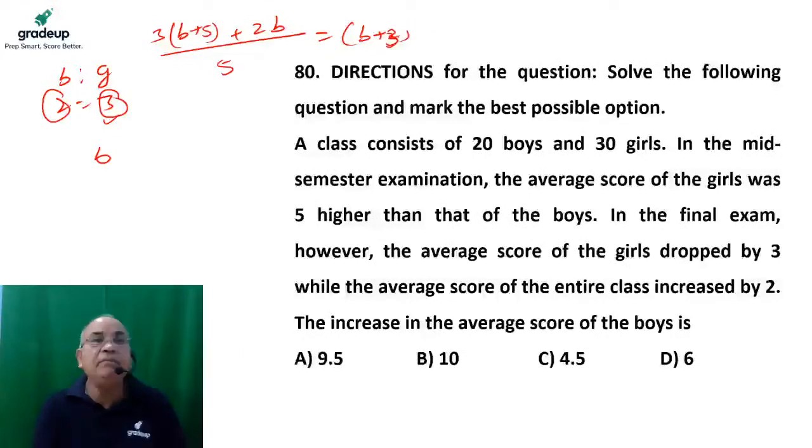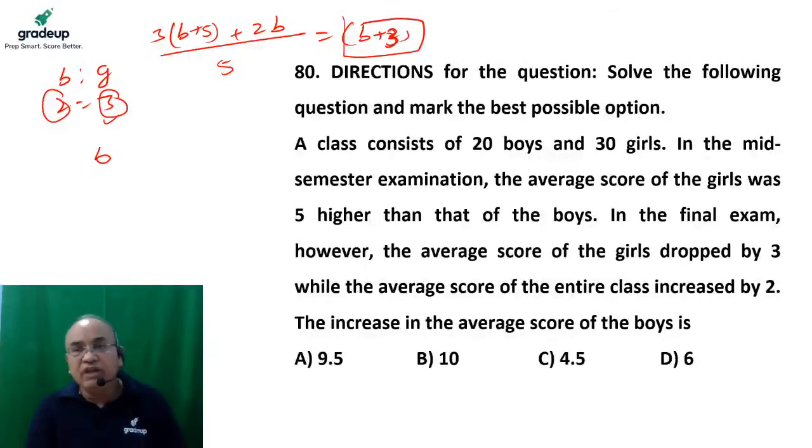It becomes b plus 3. Yes or no? So it is nothing but 3b plus 15, divided by 5. So it will become b plus 3. So b plus 3 is the average of the entire class in the mid-sem. Okay, so this is the average of the entire class. Getting my point? Fine.